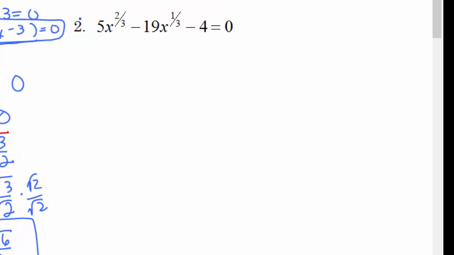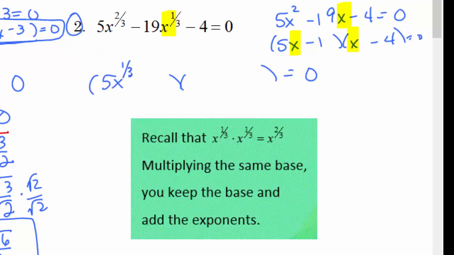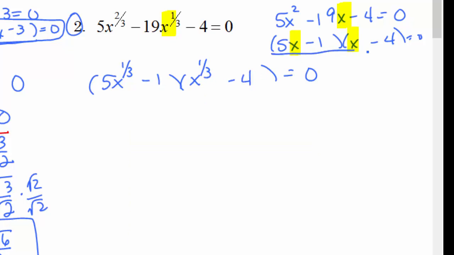All right, let's look at number 2. How did we factor this quadratic? Look at your notes. We did that on example 2. We factored it like that. So I'm going to use that same factoring technique, but what am I going to change? I'm going to change those exponents. So since those matched, I need to make that match. So I'm going to have 5x to the 1/3 times x to the 1/3. But I'm going to keep everything the same as I did for that quadratic.